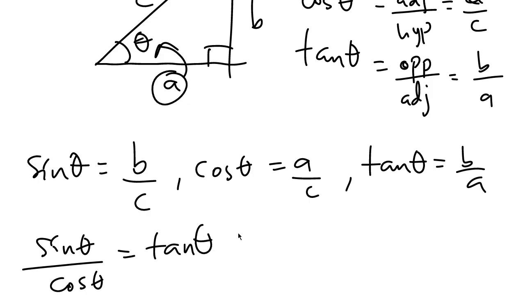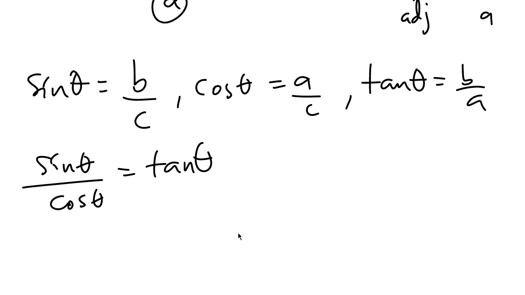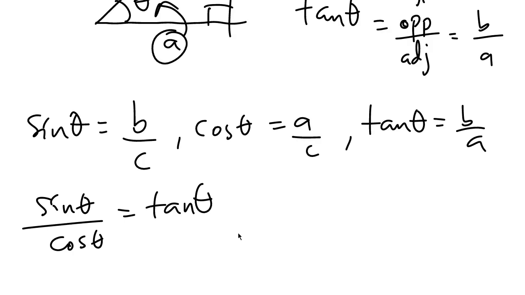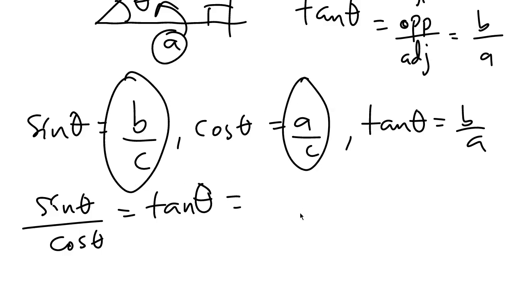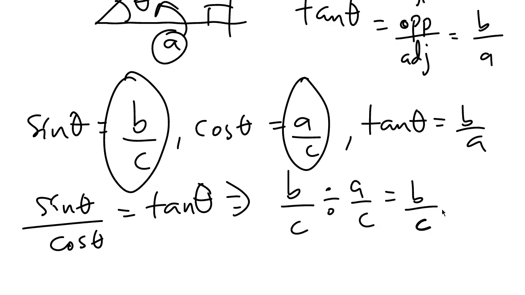Please take very careful note of this. Sine theta over cos theta is equal to tan theta is a very important identity for you to know. We have B over C, which is sine theta, and A over C, which is cos theta, and if we divide, B over C divided by A over C will be equal to B over C times C over A, which is still B over A, which is tan theta.